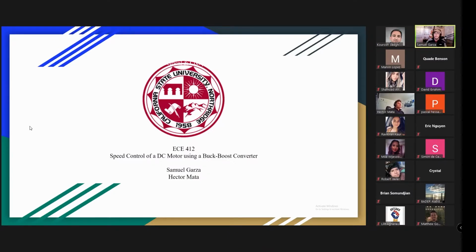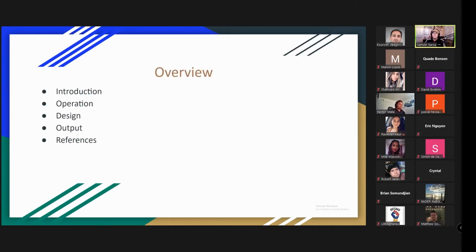My name is Samuel Garza, and I'm with Hector Mata, and our project consisted of the speed control of a DC motor using a buck boost converter. So today we're going to have a brief introduction of the buck boost converter, its operation, its design, and output, as well as the references.